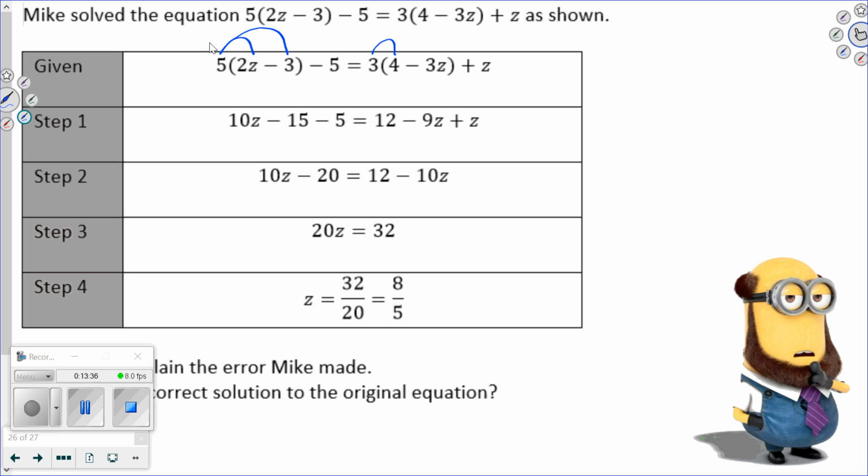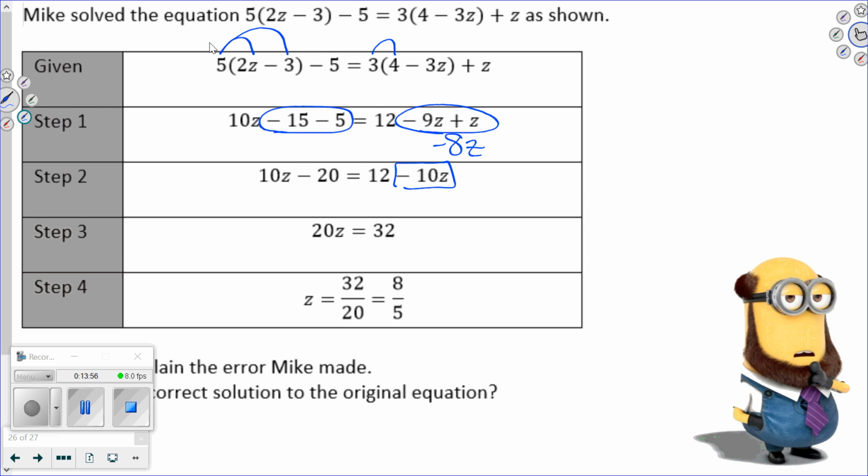Step 2, yes. If you look, there's the 10z. They put the like terms together, that's what we would do. That's negative 20. That's right. Here's the 12. These are like terms. Negative 9z plus z is negative 8z. They said it was negative 10z.